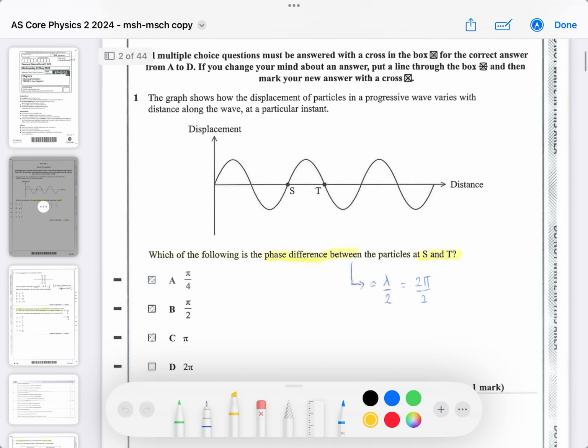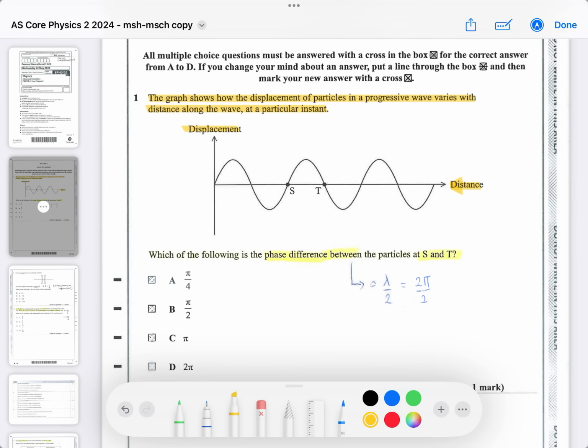So it starts off with 8 multiple choice questions, and it starts with question 1. The graph shows how the displacement of particles in a progressive wave varies with the distance along a wave at a particular instant. So time is fixed, and this is a snapshot of a wave, so it's basically displacement on the y-axis along the distance of the wave.